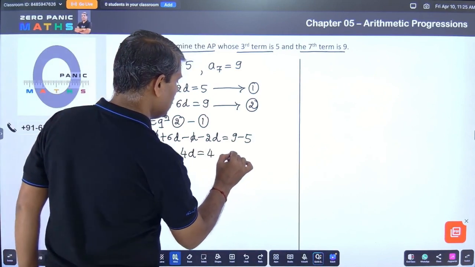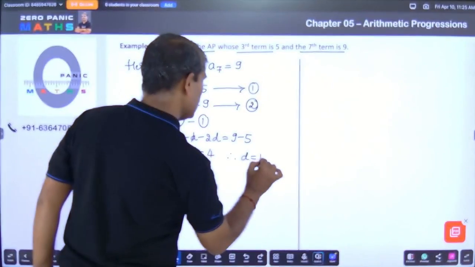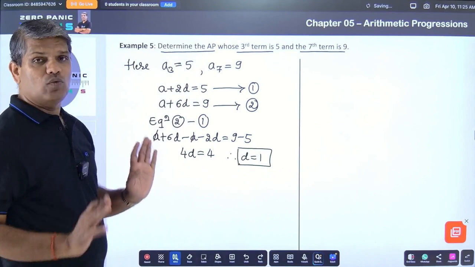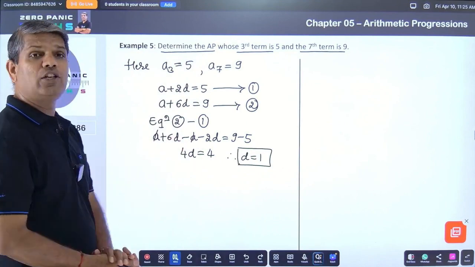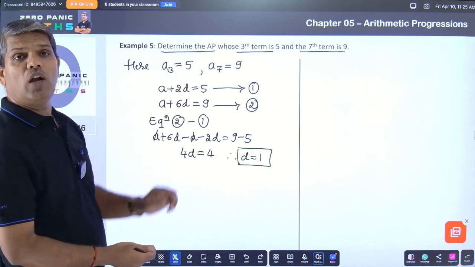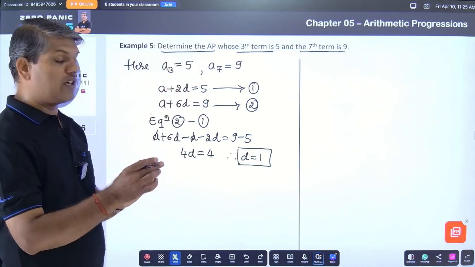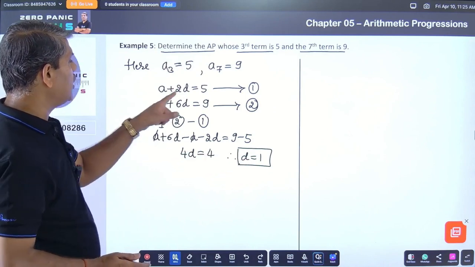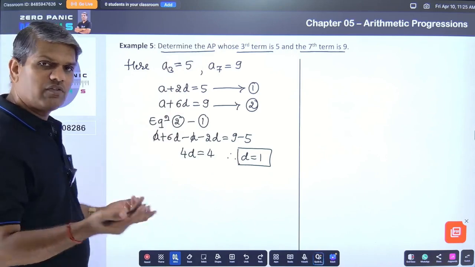So what is d in this case? d is equal to 1. So the common difference is d, what we got. Now, to determine the whole arithmetic progression, we got the common difference, we need the first term. Can we get the first term by putting the d value in any of these two equations? We can easily get that.